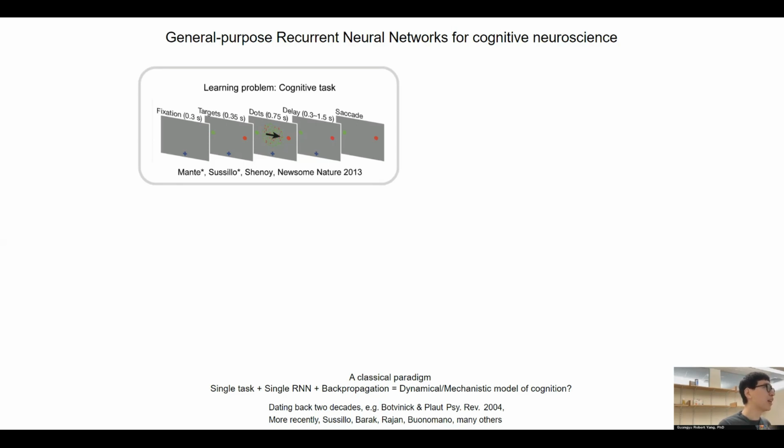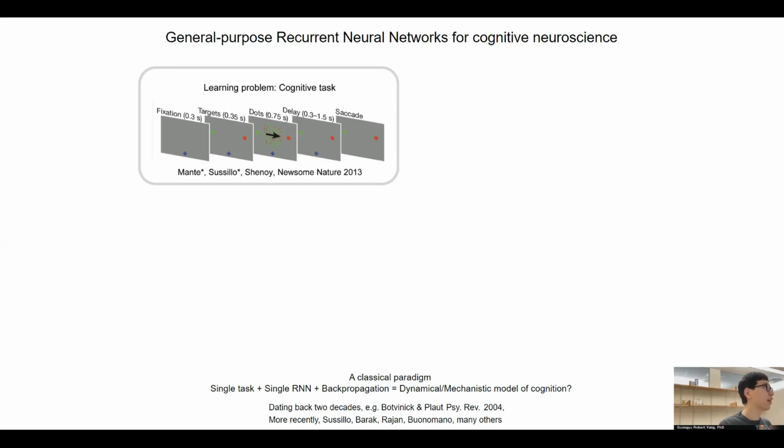And the monkey, depending on this little context cue that is on the bottom of the screen, has to decide either whether the dots are more red versus green, or whether the dots are moving to the left or to the right. So this is a so-called context-dependent decision-making task.